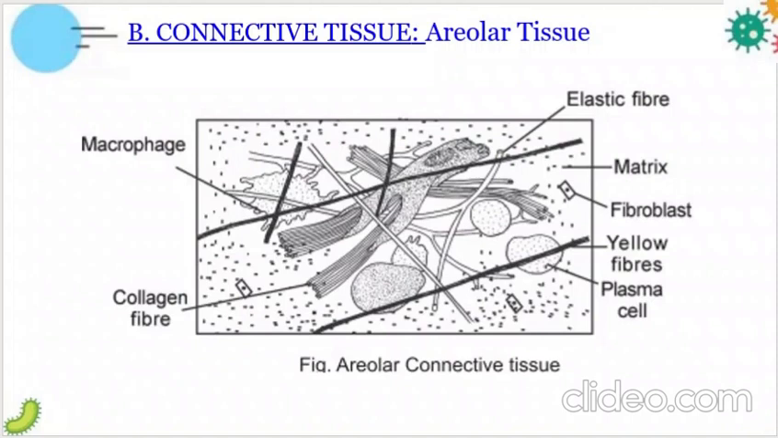Areolar connective tissue is filled with many things, as I said: macrophages, collagen fibers, plasma cells. Yellow fibers are in areolar tissue. Fibroblasts, the matrix, which is jelly-like, and elastin fibers. Now this is, as I said, how it looks.